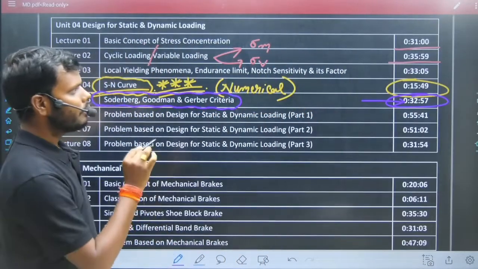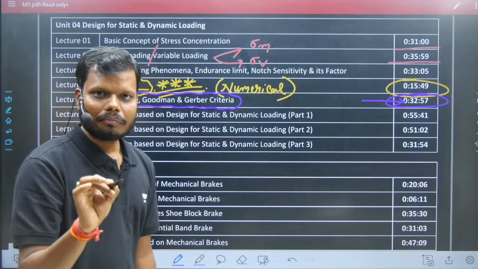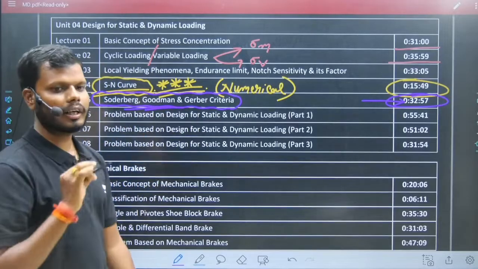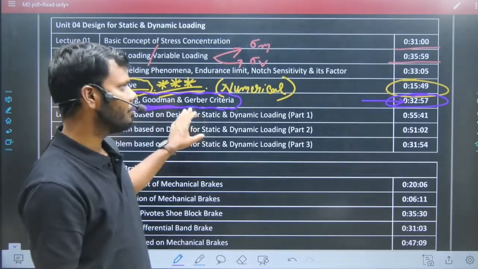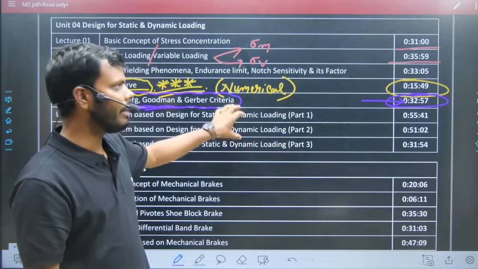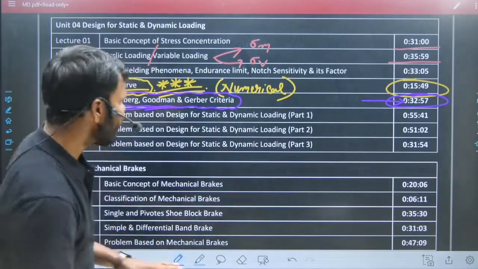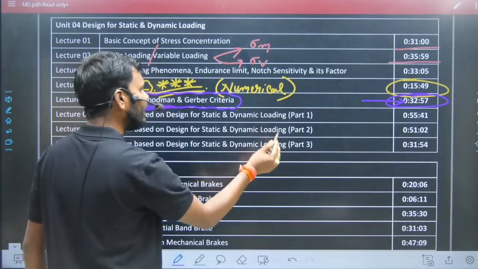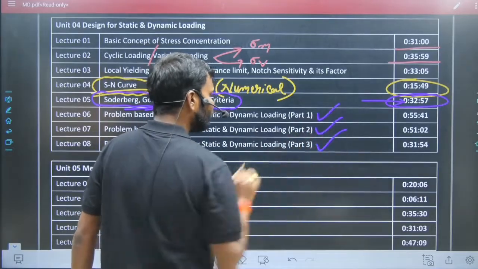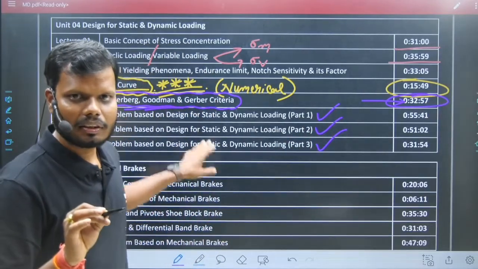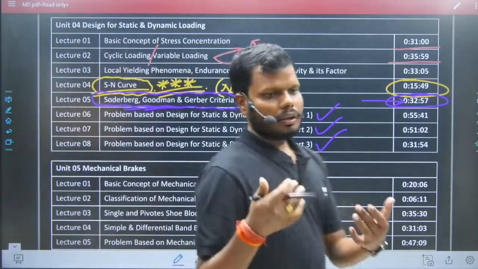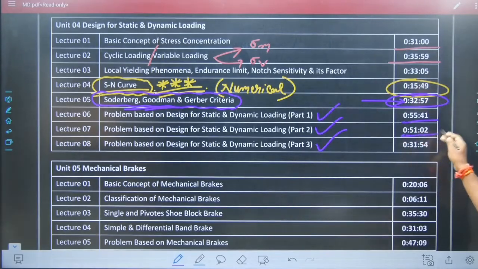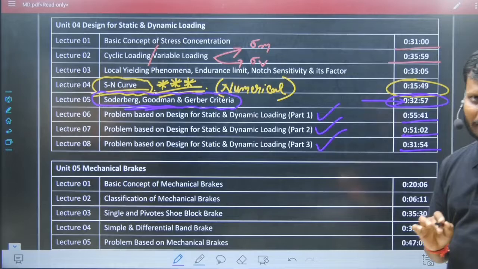Okay, so 32 minutes 57 seconds is very important for your Goodman, Soderberg, Gerber criteria concepts, and more than sufficient time will be given for each and every topic. So don't worry about this. Okay, next, problems based on design for static and dynamic loading, part 1, part 2 and part 3. So the numericals are divided into 3 parts for this chapter, so that you can clear your concepts frequently. Okay, so this one is 55 minutes 41 seconds, 51 minutes 2 seconds, 31 minutes 54 seconds.